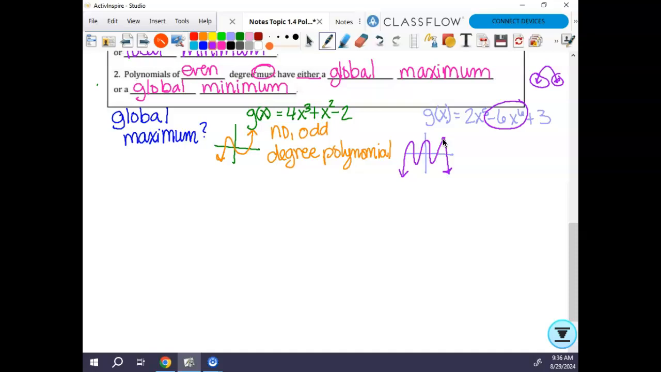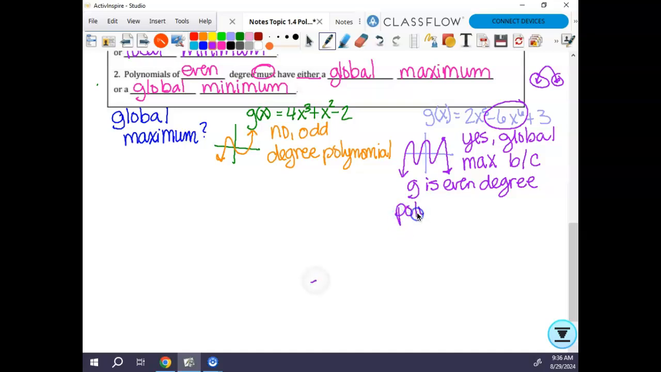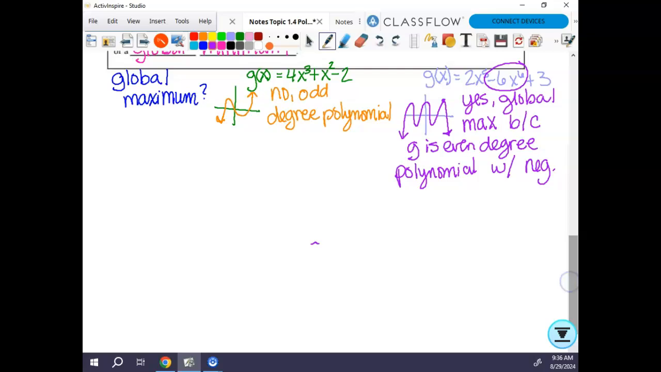So then my answer is going to be yes, global max, because g is an even degree polynomial with negative, so I can abbreviate negative as neg, leading coefficient, and I can abbreviate coefficient also. Good thing, because I'd probably spell it wrong.